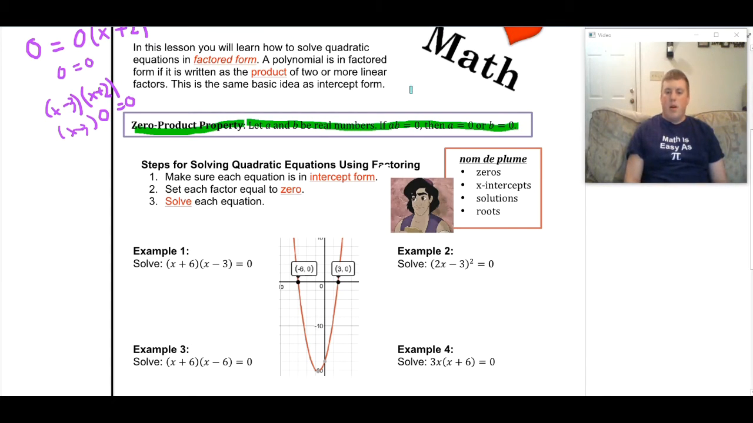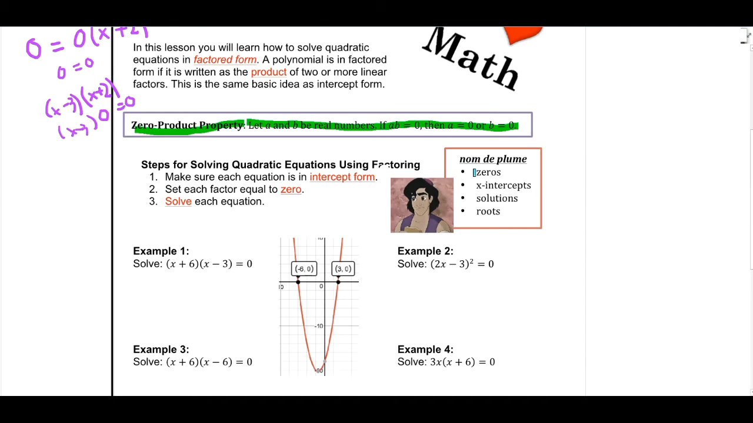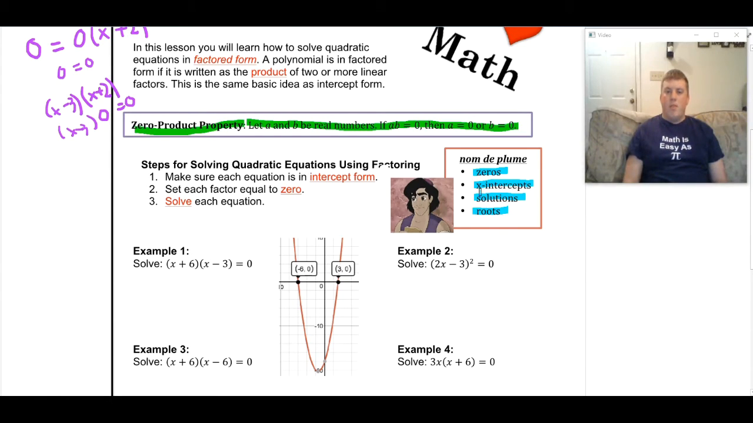Now, I do want to point out to the side here, when we're doing this type of problem, you might see several different names that you're asked to find. They all mean the same thing. They're just different words for the same thing. You might be asked when solving a quadratic to find the zeros. You might be asked to find the x-intercepts. You might be asked to find the solutions, or you might be asked to find the roots. All four of these things are exactly the same. They're just four different ways that you'll see this asked.